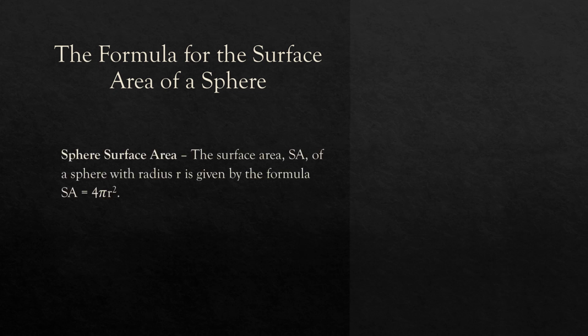So our formula for the surface area of a sphere with a radius of r is surface area is 4 pi r squared.